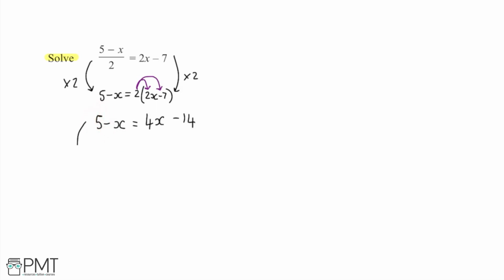So I'm going to add on x to both sides of my expression, remembering that I have to do the same thing to both sides at all times, and that gives me 5 minus x plus x, so just 5, is equal to 4x minus 14 plus x, which gives me 5x minus 14. And now to take all of the numbers to one side and keep the x's on the other, I can add 14 to both sides, as I have this negative 14 here.